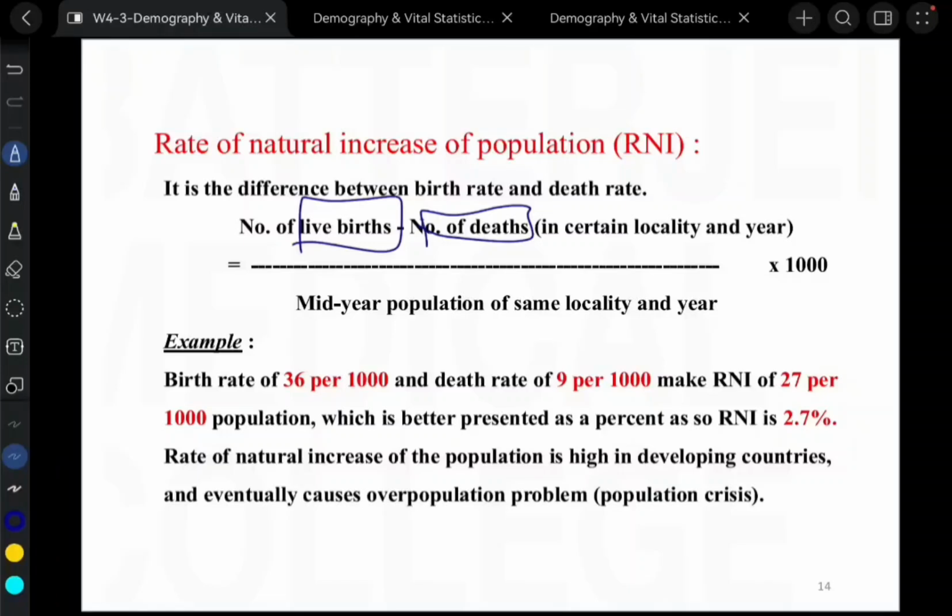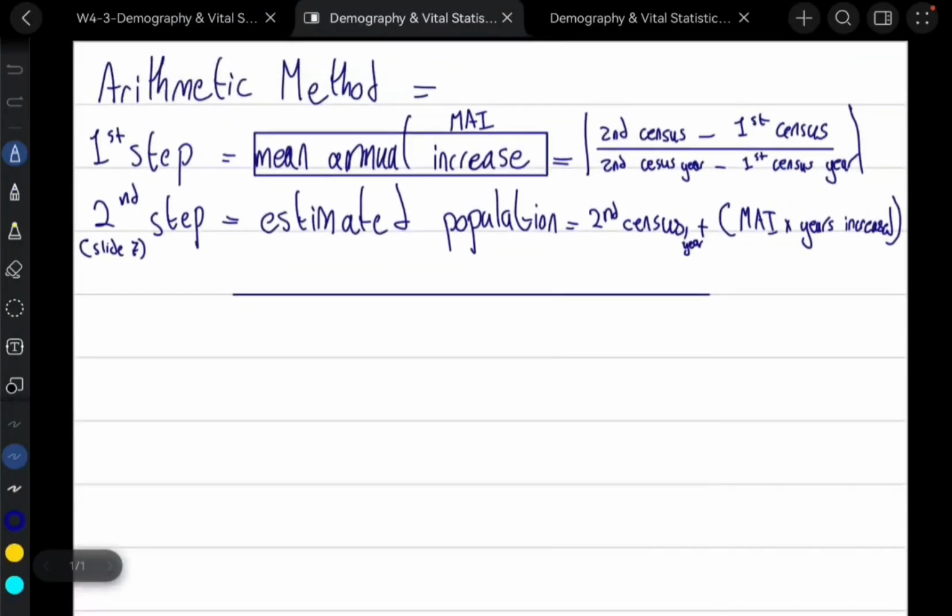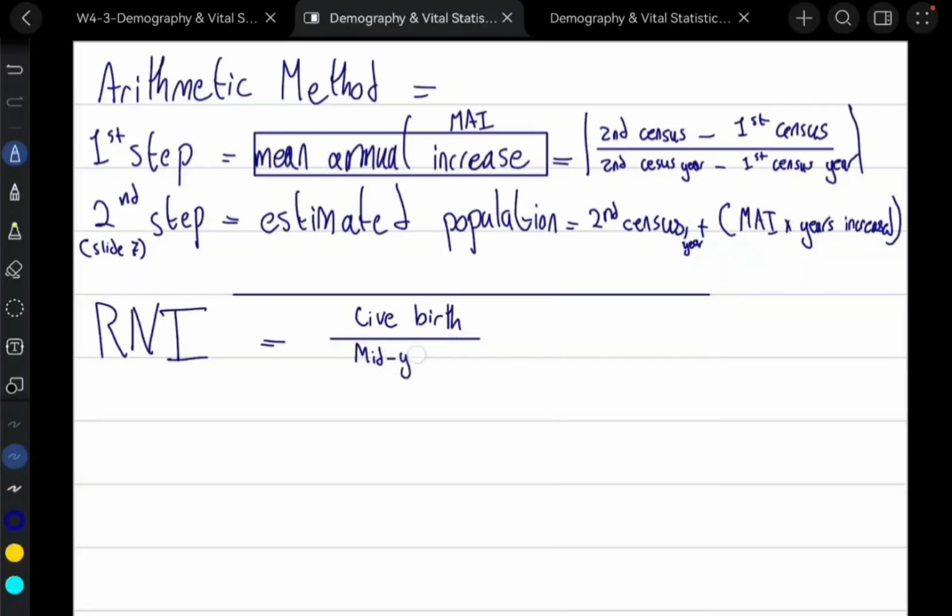But either way, we will just plot that on our little thing here. So I said that's RNI equals live birth over mid-year, of course, we don't forget minus death, times 1,000. And we can change that into a percent later. Okay?